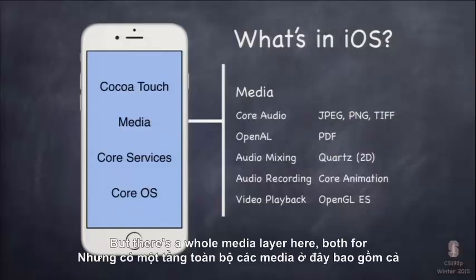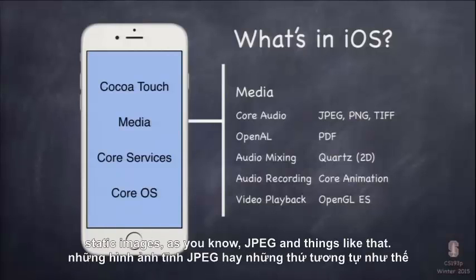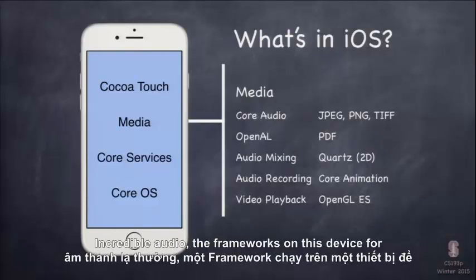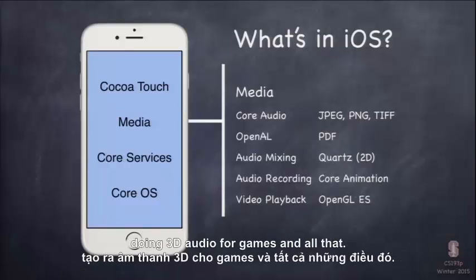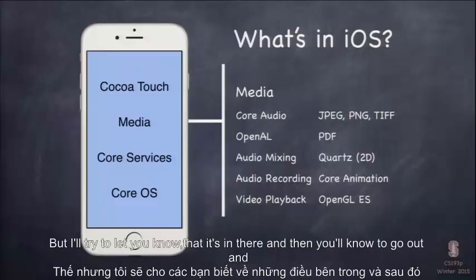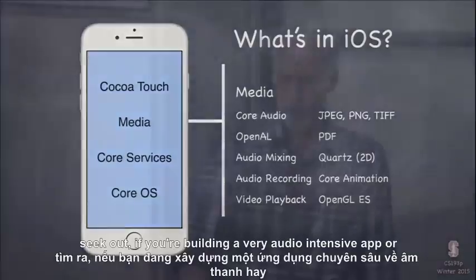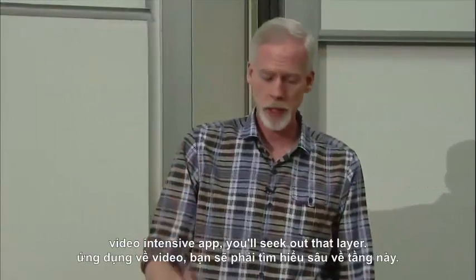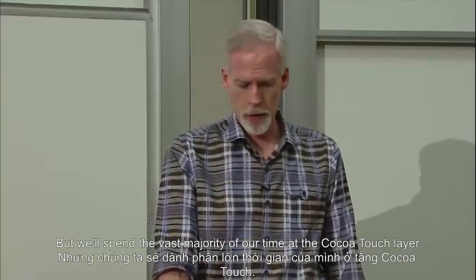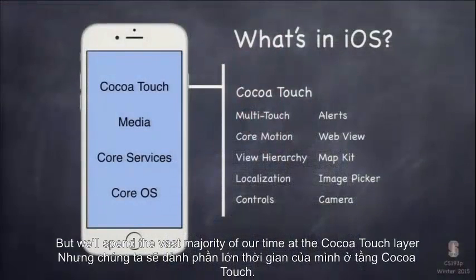But there's a whole media layer here, both for static images, JPEG and things like that, and video, both capturing video, editing video, all that. Incredible audio frameworks on this device for doing 3D audio, for games and all that. Unfortunately, I get to very little of this layer. I'll try to let you know that it's in there, and then you'll know to go out and seek out that layer if you're building a very audio-intensive app or a video-intensive app. But we'll spend the vast majority of our time at the Cocoa Touch layer.